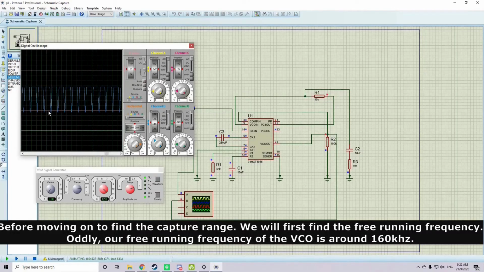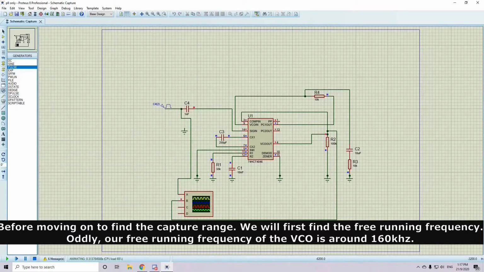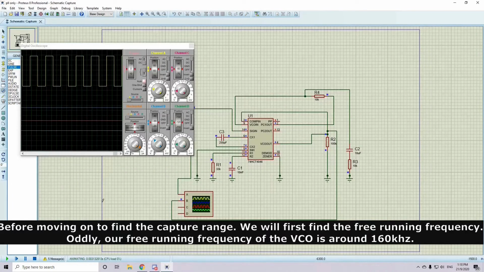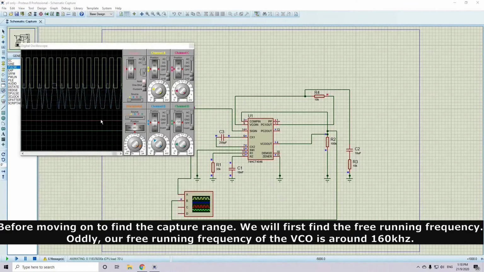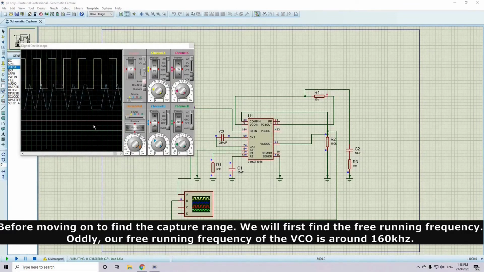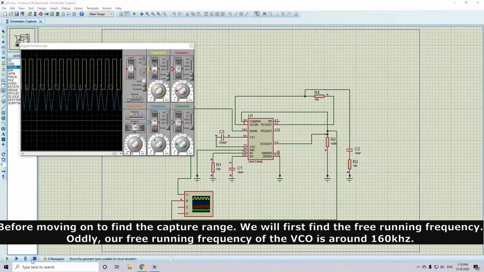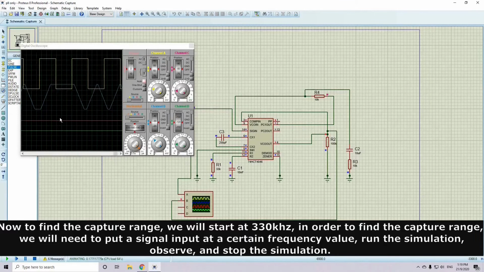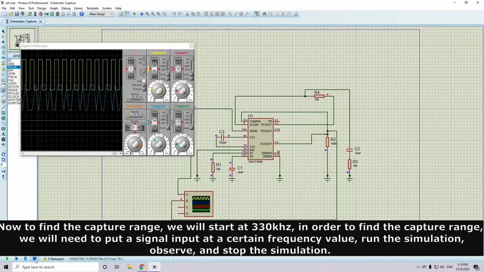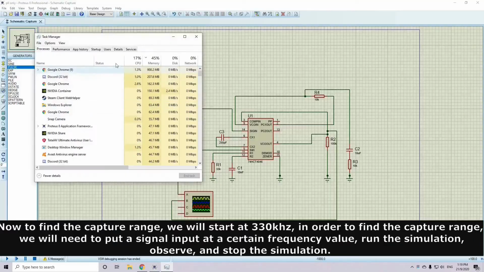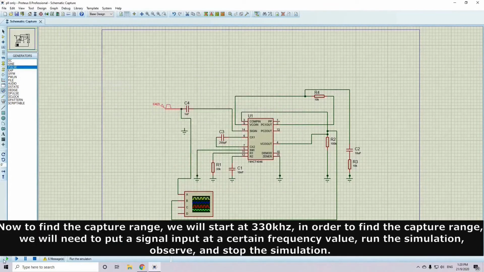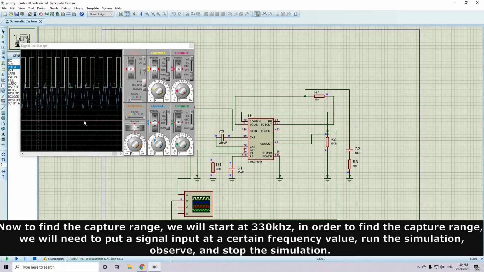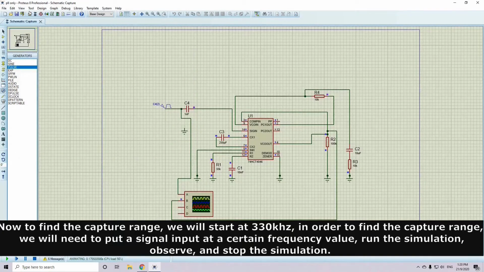Before moving on to find the capture range, we first need to find the free running frequency. Oddly, our free running frequency of the VCO is around 160 kHz. Now to find the capture range, we will start at 330 kHz. In order to find the capture range, we need to put a signal input at a certain frequency value and then run the simulation, observe, and stop the simulation.